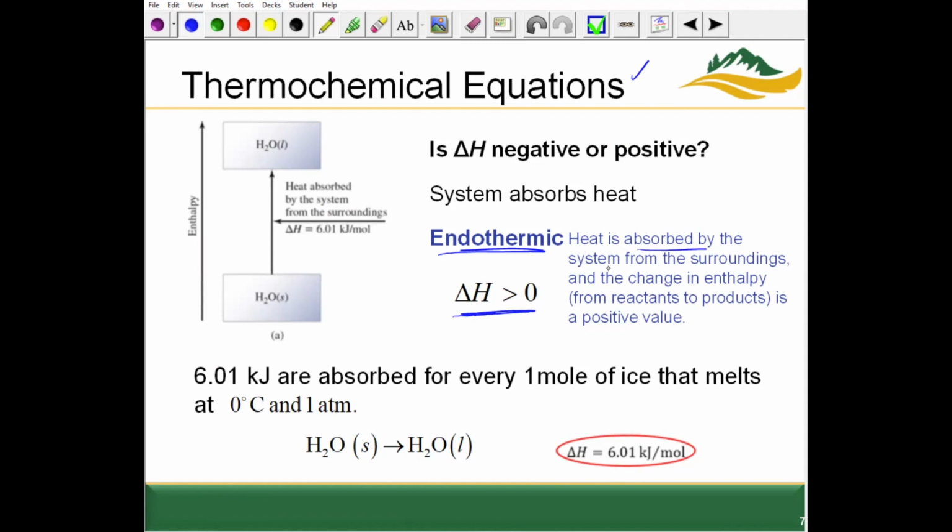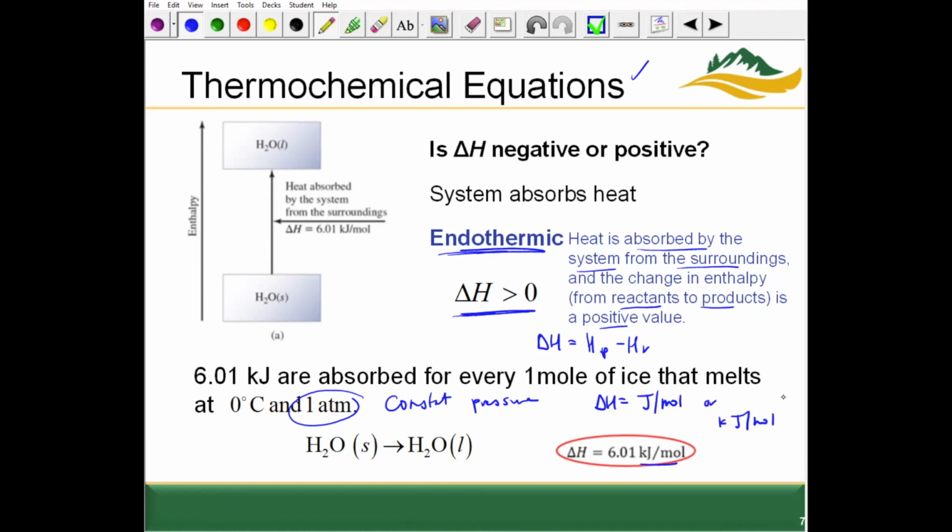Heat is absorbed by the system from the surroundings for an endothermic process. Therefore, from reactants to products, delta H is a positive value. And again, technically for enthalpy, it is important to note we get these enthalpy values at a constant pressure. So let's talk about the units then for delta H. Typically, we see units of delta H in joules per mole or kilojoules per mole.